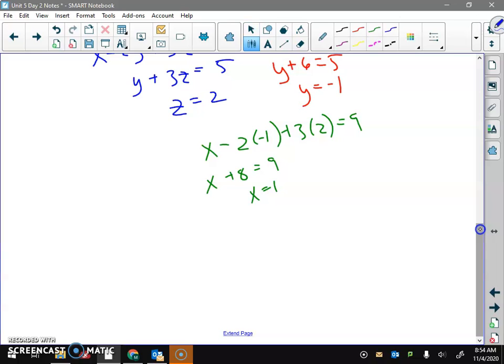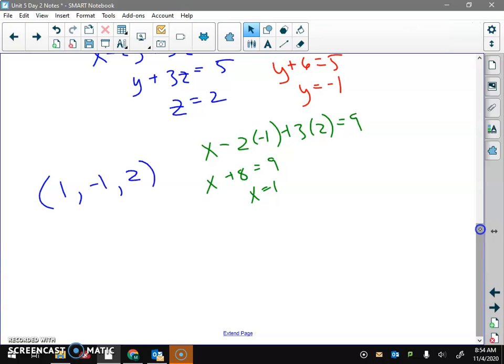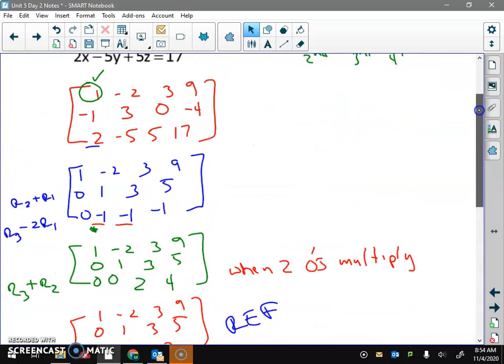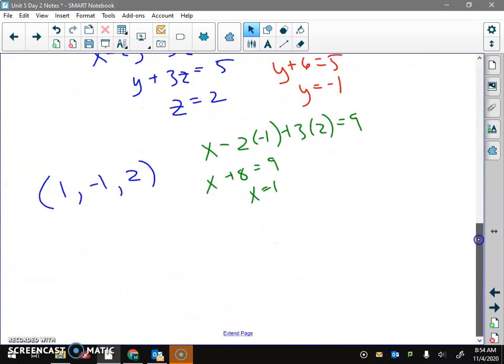Write it as an ordered triple. x is 1, y is negative 1, z is 2. What could I do with that ordered triple? I could plug it back into any of the 3 original equations, and they would work every single time. What else is it? It's the intersection of the three planes in space, where they intersect.